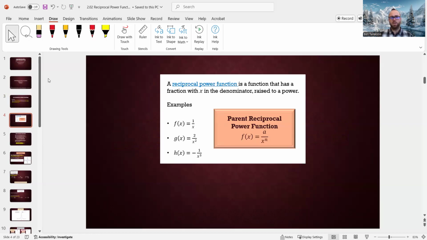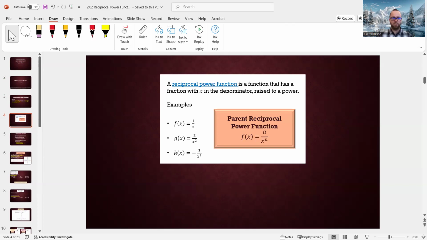Now, you need to know what a reciprocal power function is, so here's your definition and a few examples to look at. A reciprocal power function is a function that has a fraction. We see fraction, fraction, fraction with x in the denominator raised to a power. It might be 1, 2, 3, or something else, but if it has those things, it is a reciprocal power function.